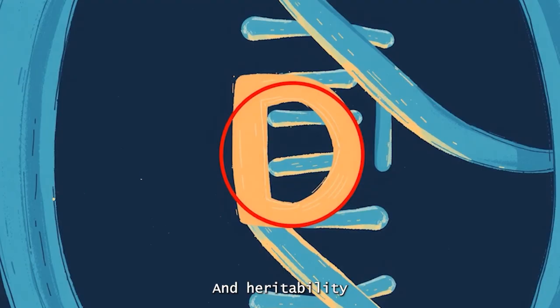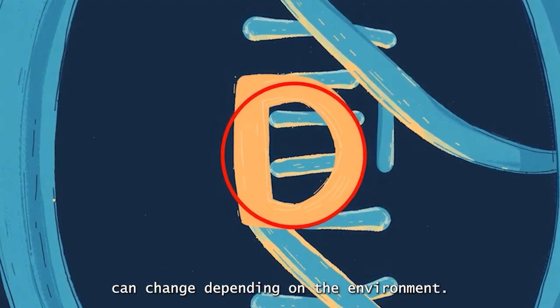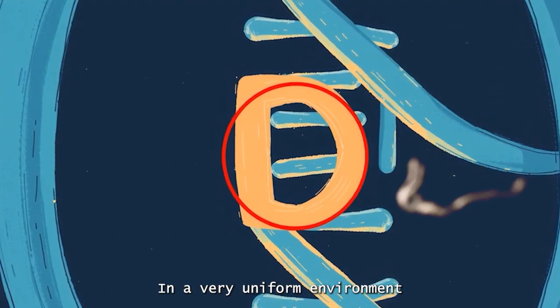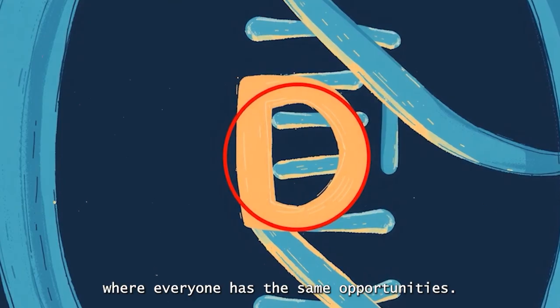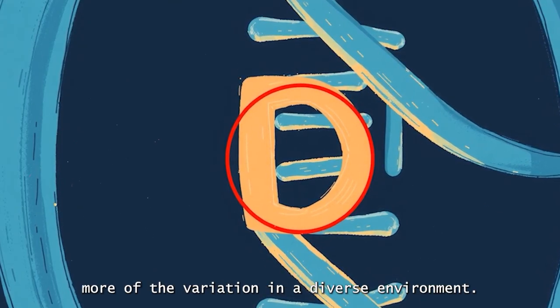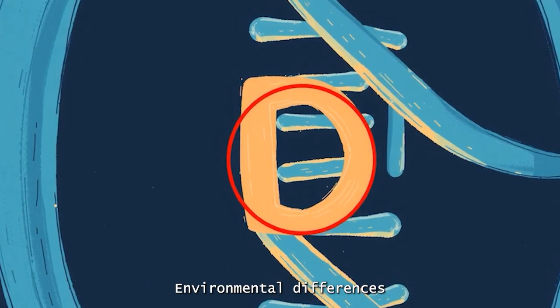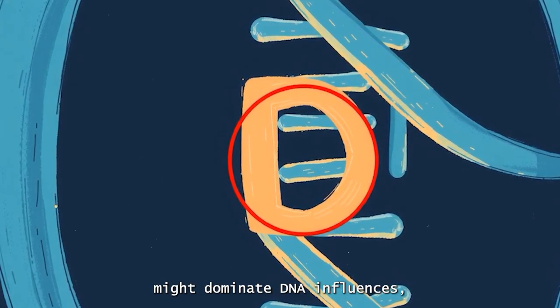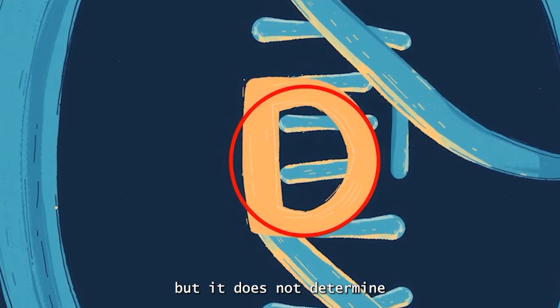And heritability can change depending on the environment. In a very uniform environment, where everyone has the same opportunities, genetic differences might explain more of the variation. In a diverse environment, environmental differences might dominate. DNA influences, but it does not determine.